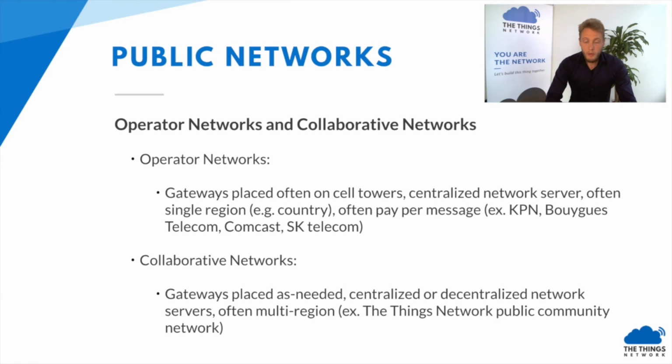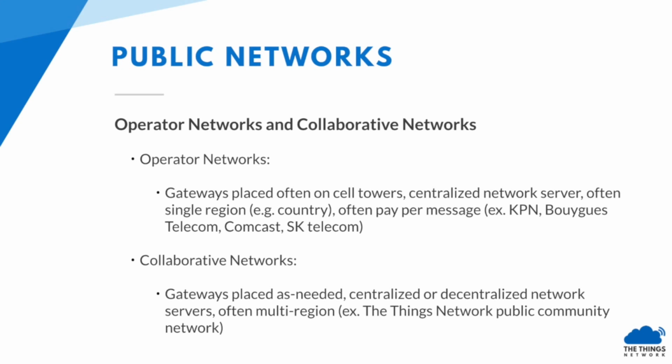The second type of public network is a collaborative network. And here gateways are placed as needed. There's a centralized or a decentralized network server, and it's often a multi-region deployment. And the best example of a collaborative network is obviously the Things Network Public Community Network. The Things Network Public Community Network is free to use. There is no business model, and it's operated by non-profit foundations. The Things Industries is a commercial entity, and it contributes code and expertise to the Things Network ecosystem.